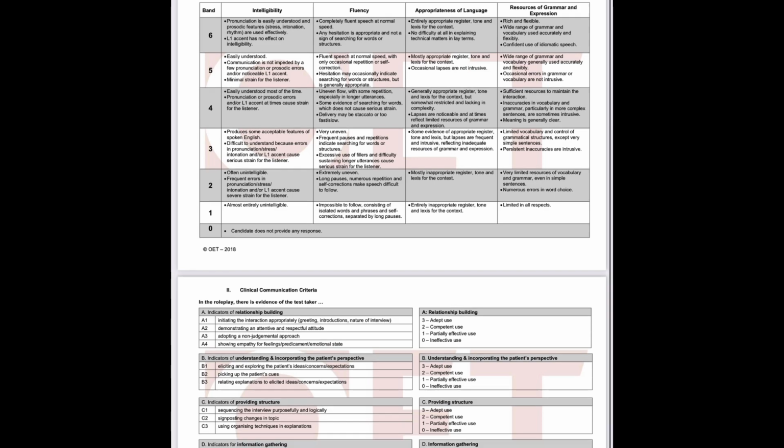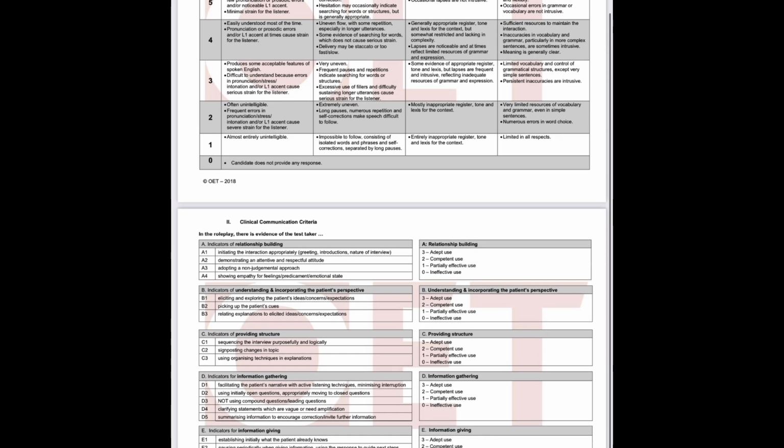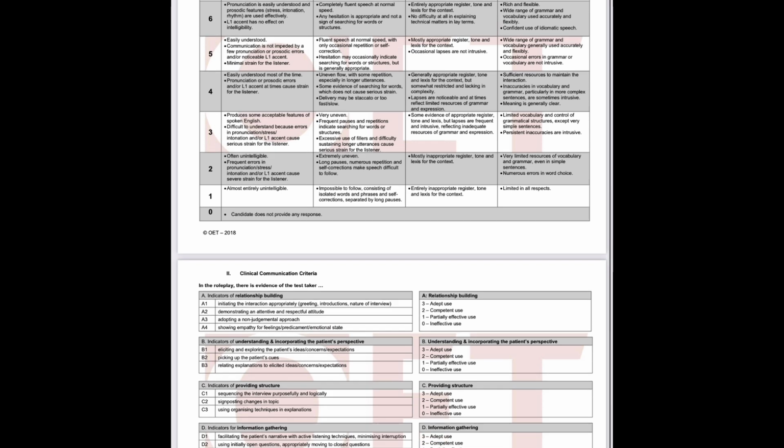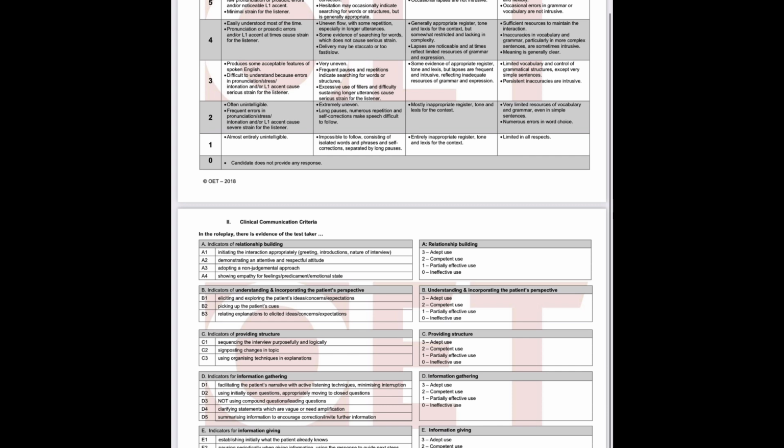Okay, now let's move on to clinical communication criteria. You don't need to memorize these criteria, but you just need to know what are the things to watch out for. For example, you should not have inappropriate pauses. You should definitely try to emphasize or stress upon certain words or certain parts of certain words, because that is how native English speakers speak English. Let's move on to clinical communication criteria.